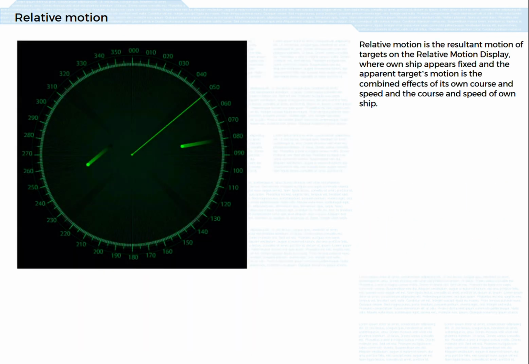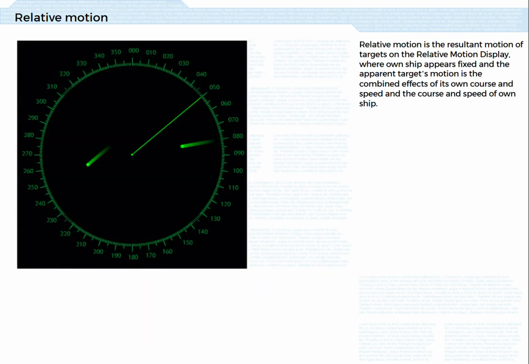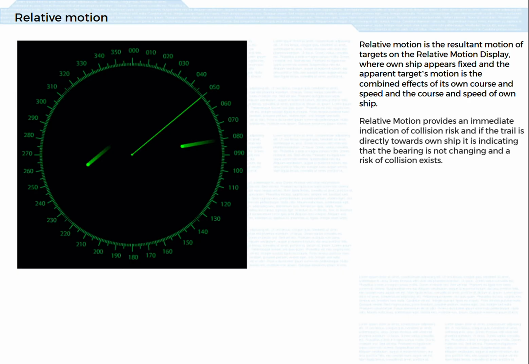Relative motion is the resultant motion of targets on the relative motion display, where own ship appears fixed, and the apparent target's motion is the combined effects of its own course and speed and the course and speed of own ship. Relative motion provides an immediate indication of collision risk, and if the trail is directly towards own ship, it is indicating that the bearing is not changing and a risk of collision exists.